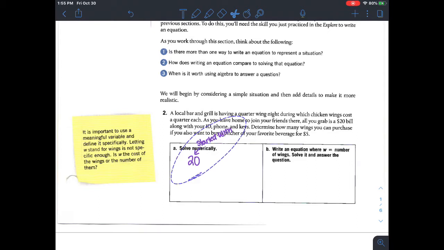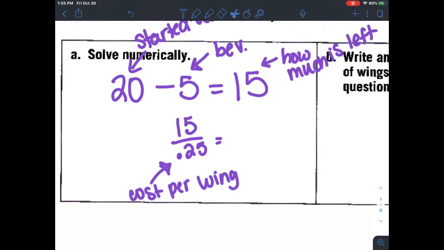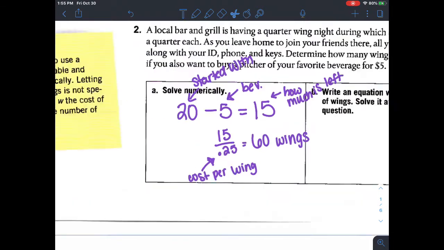So we start with $20. We're going to subtract $5 for the beverage because you know for sure you're going to have that beverage. It's $5, just a one-time fee. How much is left? You are left with $15 to spend on the wings. So you've got your $15. We'll divide by 25 cents because that's the cost per wing, meaning that I can buy 60 wings.